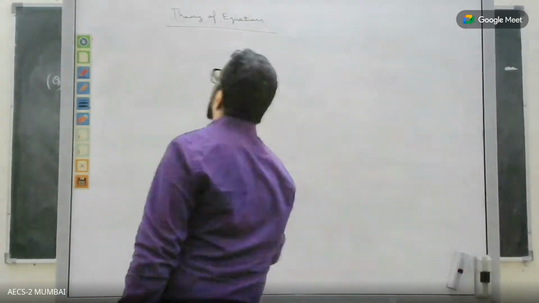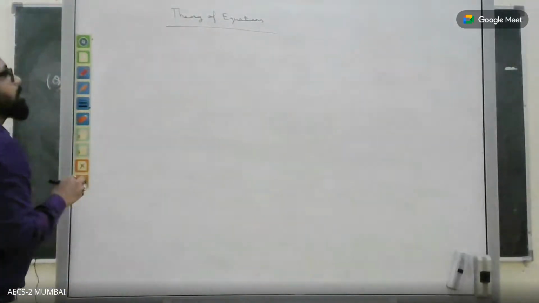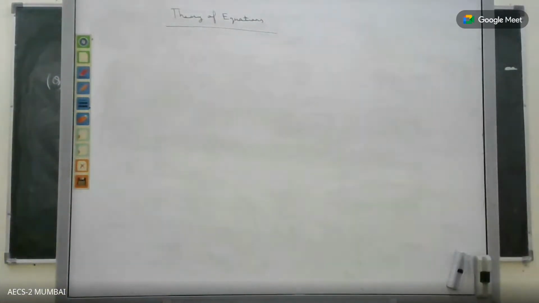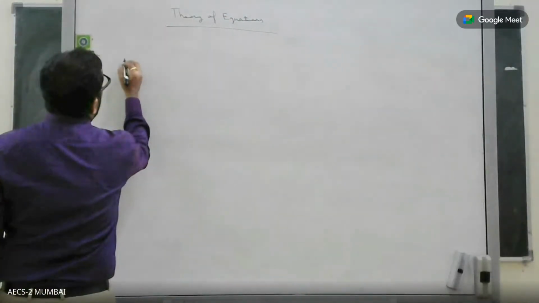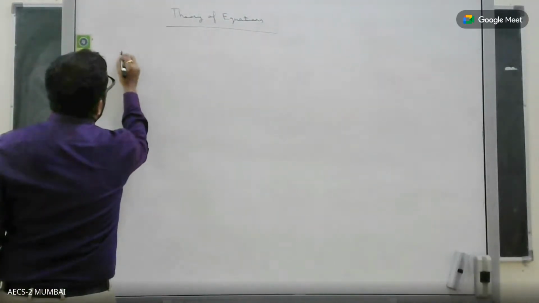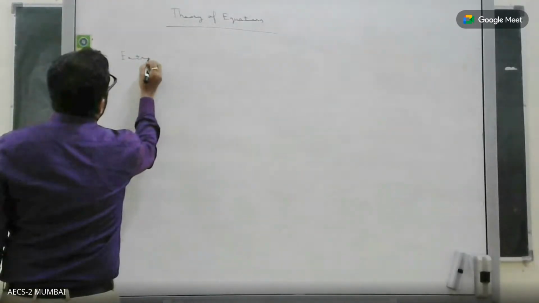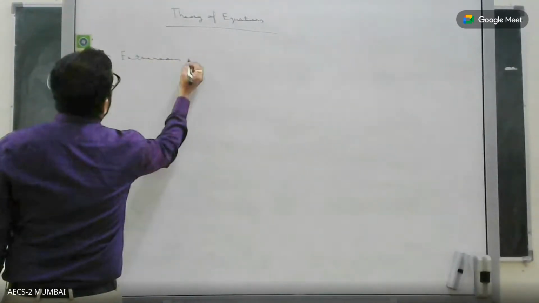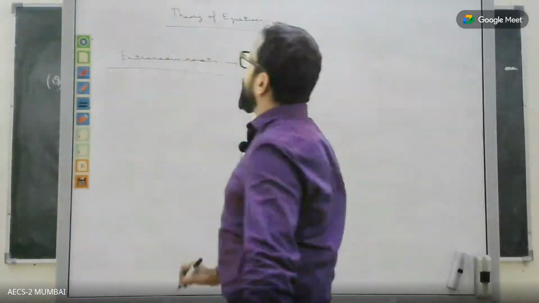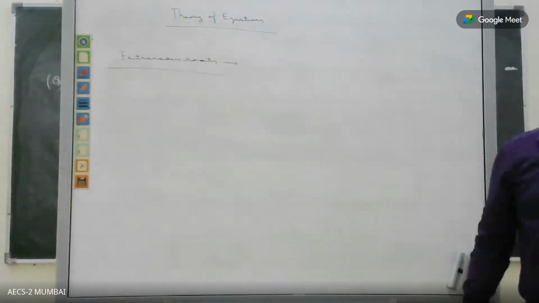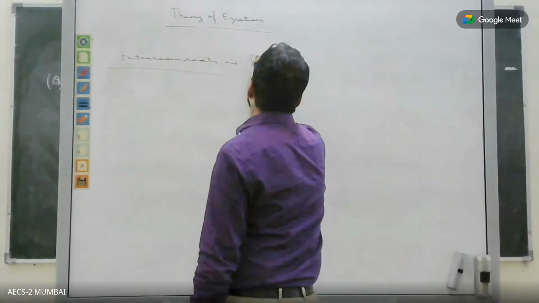Yeah. See now, x equals 5 by 4 is an extraneous root. What are extraneous roots? What are extraneous roots? They are false roots.